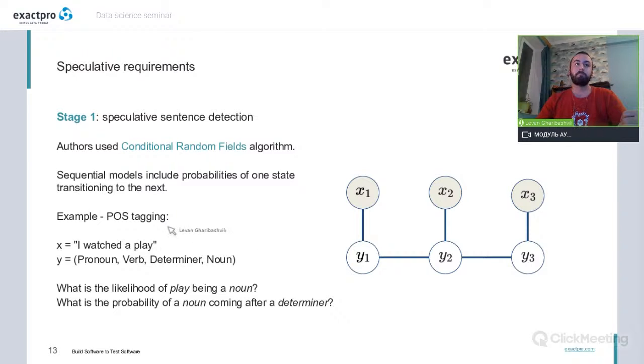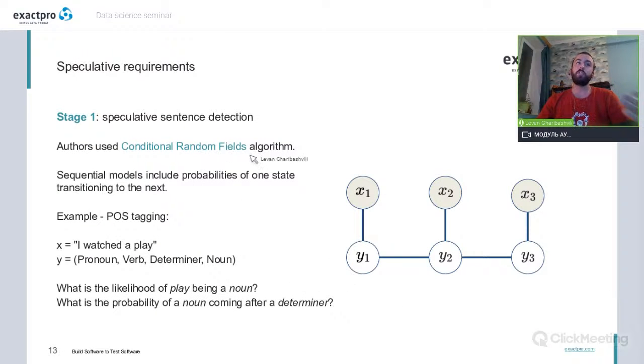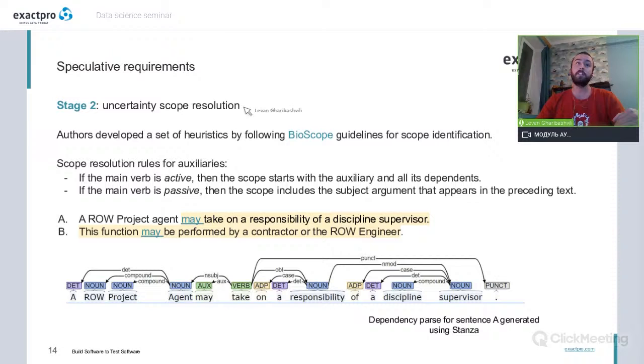I showed this example with part-of-speech tagging because it's easy to understand, and it's also very similar to the problem that we have of classifying the tokens as uncertain or not. So this model would also work well on this task, and I will show you the results in the end. So this is about the first stage, and stage 2 is shorter. The presentation will be finished soon.